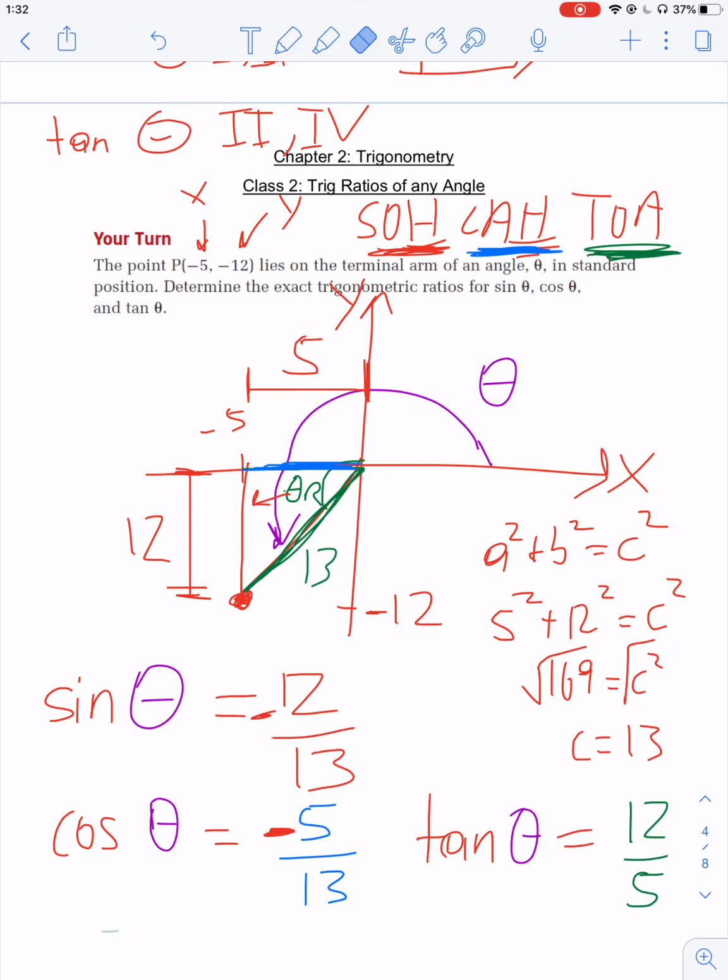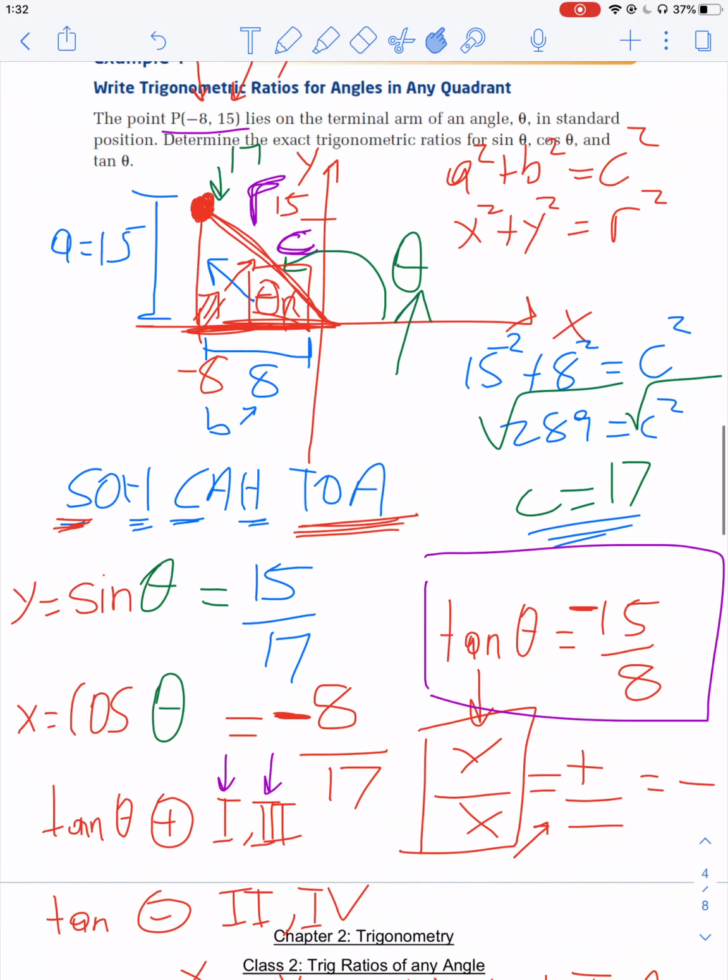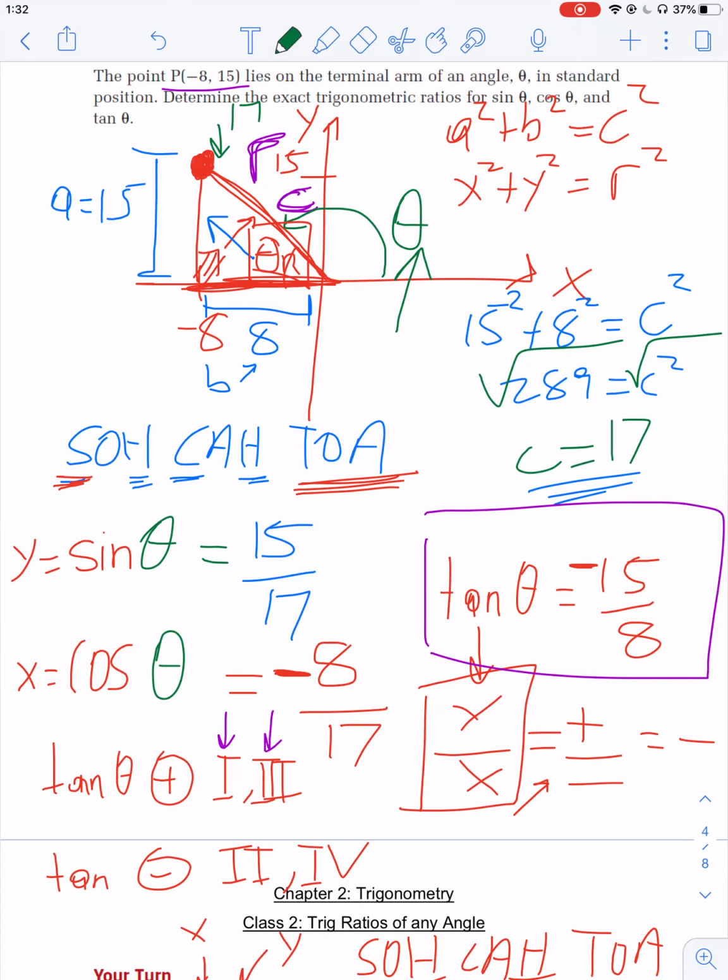Now, if you are confused, one way to think about it: if both sine and cos are positive, tan will be positive, or if both are negative. If only one of them is negative, then tan will be negative, which was the case in the previous question. As you can see, my cos was negative, one of them was negative, so tan had to be negative.